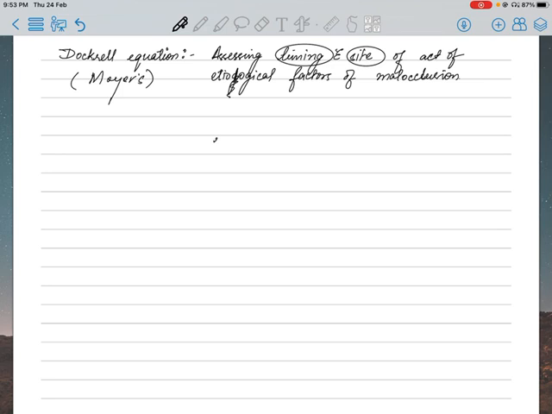Anything else? Like इसमें options में दिया हुआ है amount of transfers, skeletal discrepancy, sagittal, space in the arch and all. सब बकवास है. But we have to assess the timing and site of the action of the etiological agent. That is the Dockrell equation. It is used in this. तो timing and site find out करने के लिए हम Dockrell equation use करते हैं.